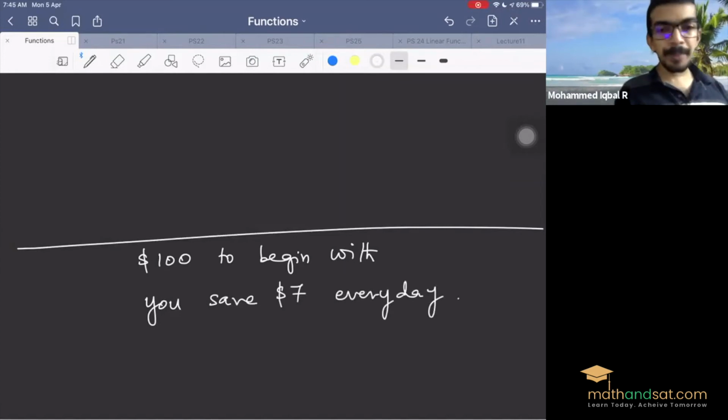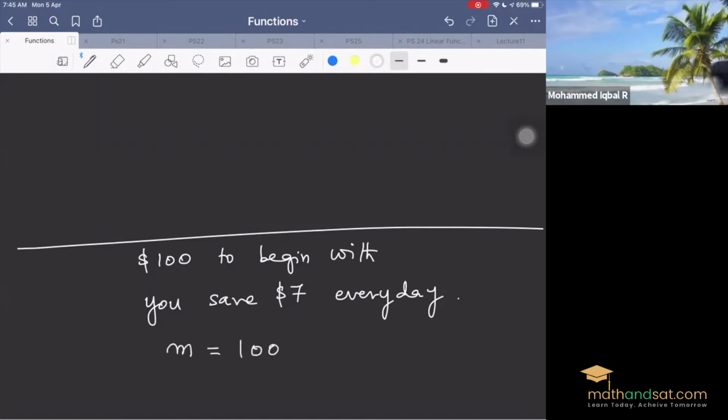Now, how can you represent the scenario as a mathematical equation? At the end of one day, you will have 100 plus 7 dollars. At the end of the second day, you will have 100 plus 14. At the end of the third day, you will have 100 plus 21. At the end of n number of days, the money you will have is 100 plus 7 times n. Is that clear?